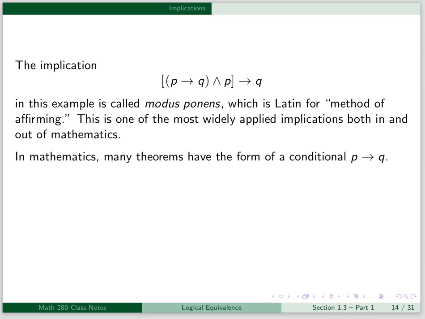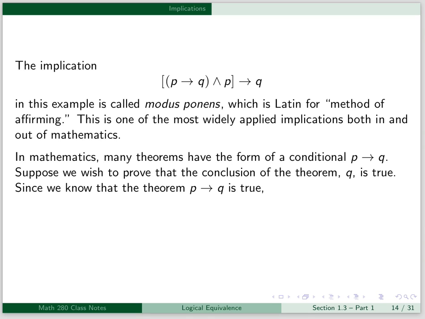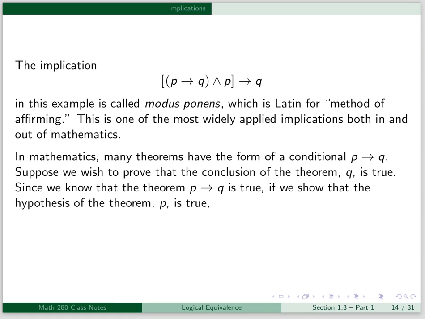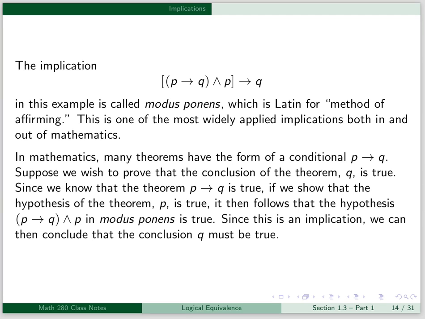In mathematics, many theorems have the form of a conditional, P implies Q. Suppose we wish to prove that the conclusion of the theorem, Q, is true. Since we know that the theorem P implies Q is true, if we show that the hypothesis of the theorem, P, is true, it then follows that the hypothesis of modus ponens, P implies Q and P, is true. And since this is an implication, we can then conclude that the conclusion Q must be true.